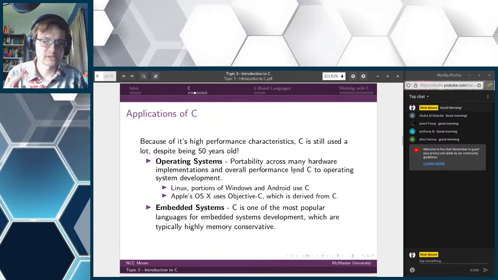Embedded systems. C is one of the most popular languages for embedded systems development, which are typically highly memory conservative. You remember me saying things about production models of actual products? That's where you're starting to talk about embedded systems.